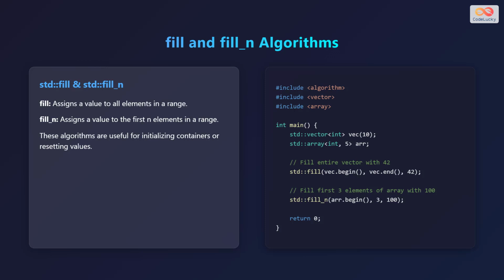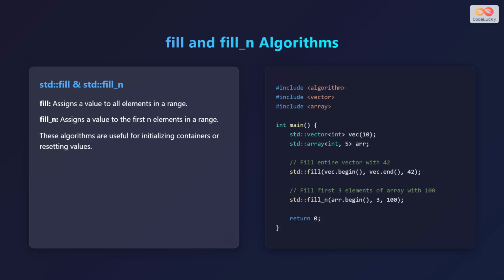First, we include the necessary headers, which are algorithm, vector, and array. Inside the main function, we create a vector of integers named vector with size 10. Then we create an array of integers named array with size 5. Next, we use the fill algorithm to fill the entire vector with the value 42. The fill algorithm takes 3 arguments: the beginning iterator of the vector, the end iterator of the vector, and the value to fill with, which is 42.